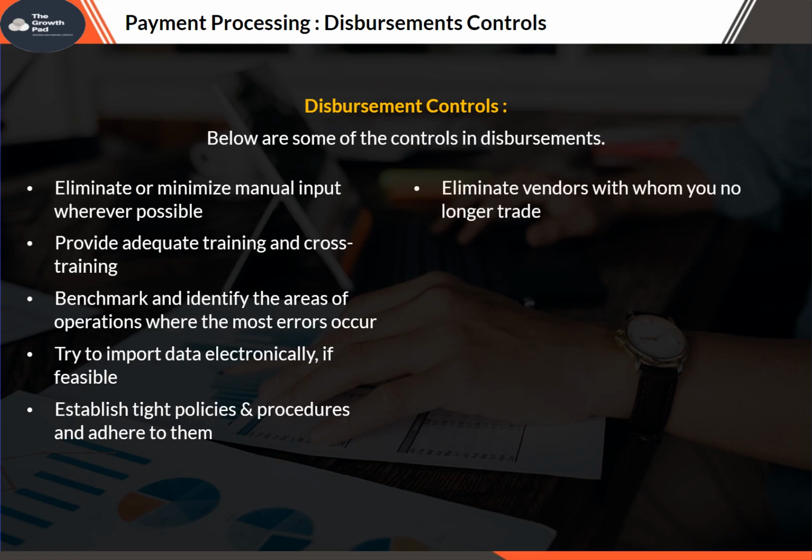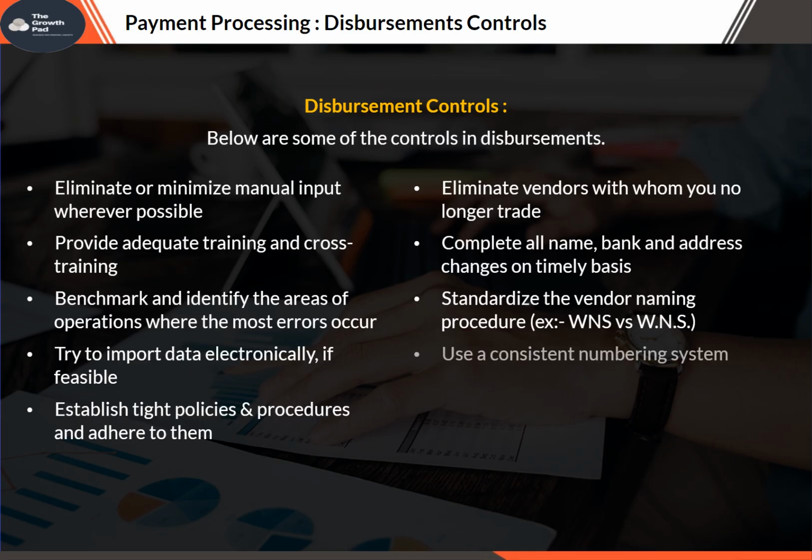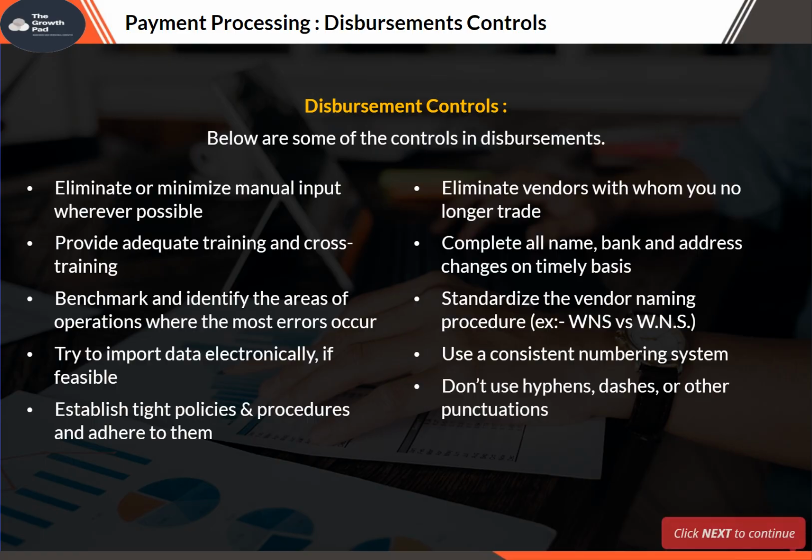Eliminate vendors with whom you no longer trade. Complete all name, bank and address changes on a timely basis. Standardize the vendor naming procedure. For example, WNS versus W.N.S. Use a consistent numbering system. Don't use hyphens, dashes, or other punctuation.